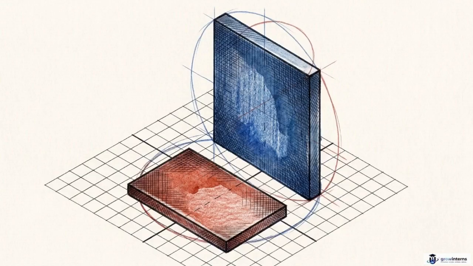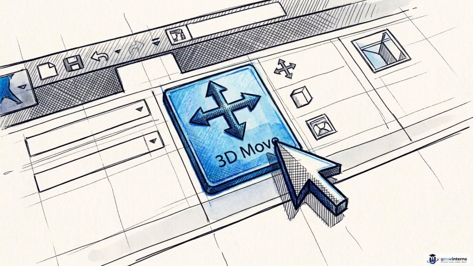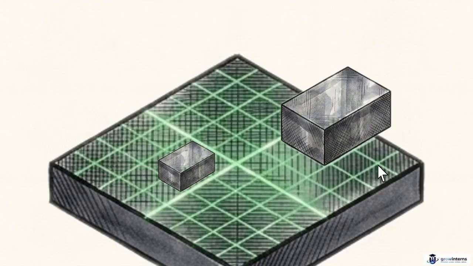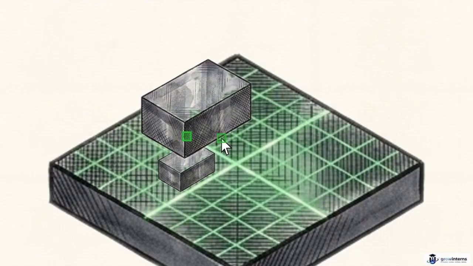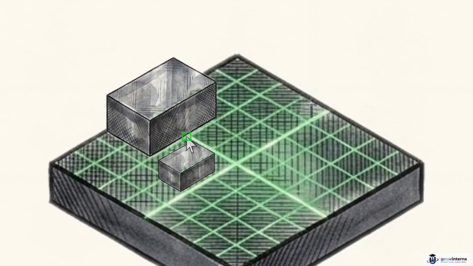Now that the wall is vertical, we need to attach it to the base plate. To do this, activate the 3D Move command. Grab the bottom corner of your vertical wall. With your 3D object snaps turned on, lock that corner directly to the back edge of the base plate to ensure the parts are perfectly aligned.